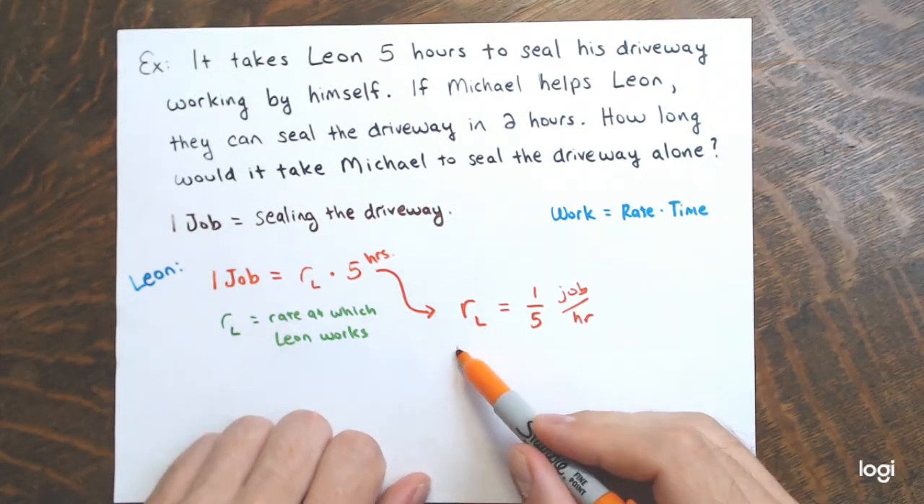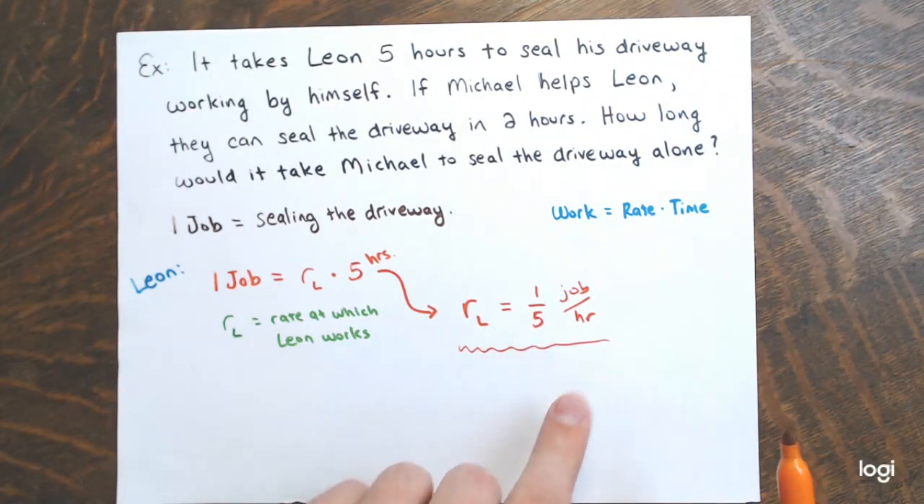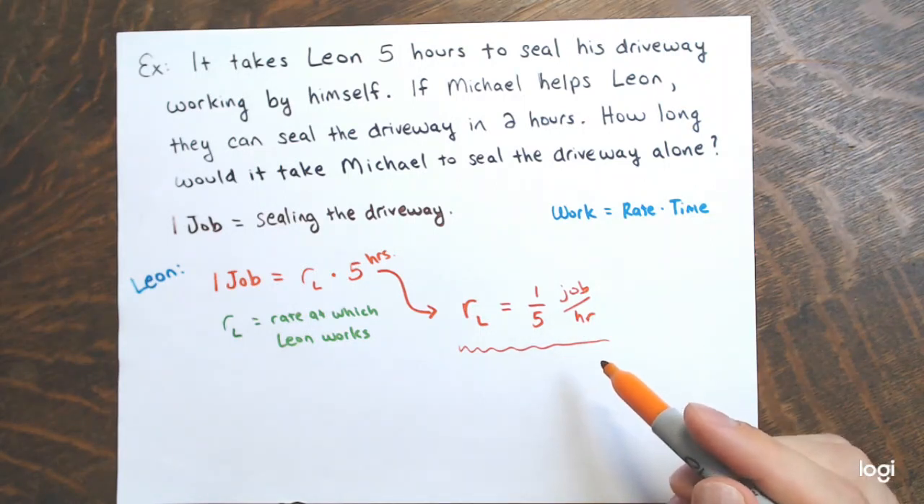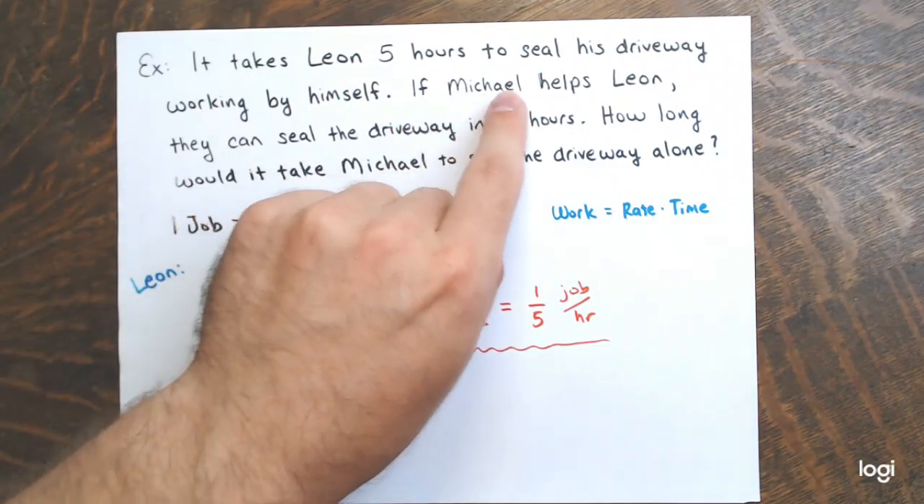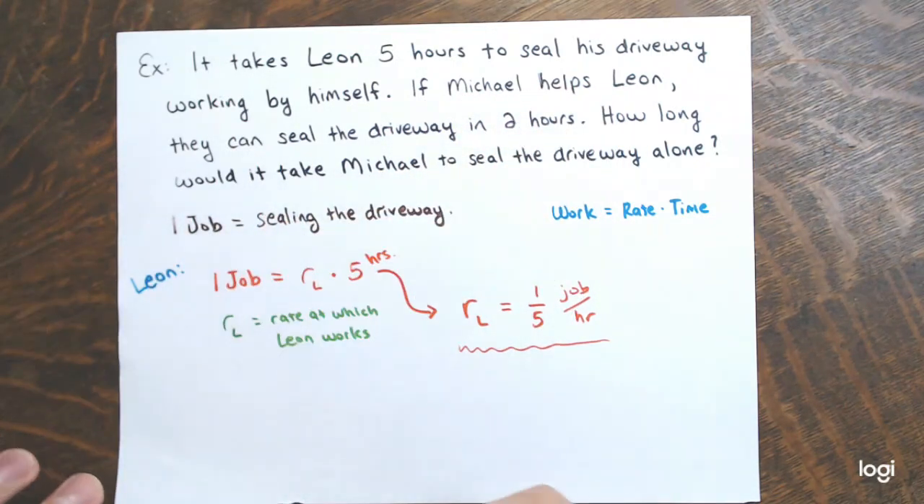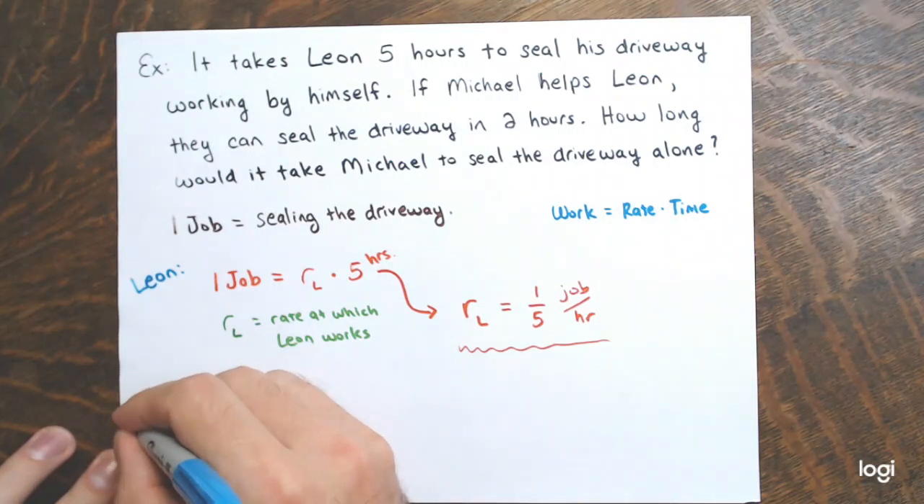So the rate at which Leon works, he does 1/5 of the job. He seals 1/5 of this driveway in 1 hour. That's what that means. So that would obviously mean it would take him 5 hours to do the whole 5/5, the whole job in total. Hopefully you can see that right away there. You've got 1/5 of a job per hour, done by Leon. Now, the other piece of information that they give us is about what happens when they work together. So I'm going to do that next. I'm going to make a line talking about that next.